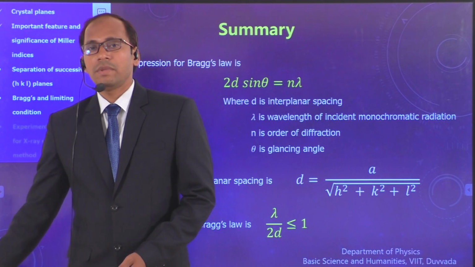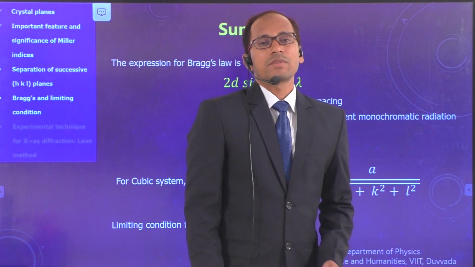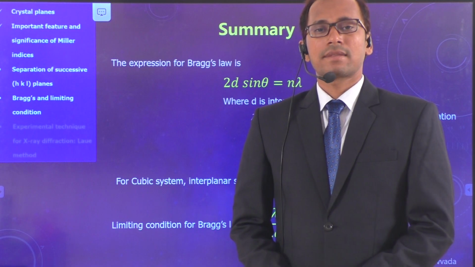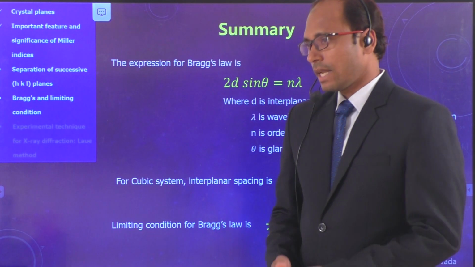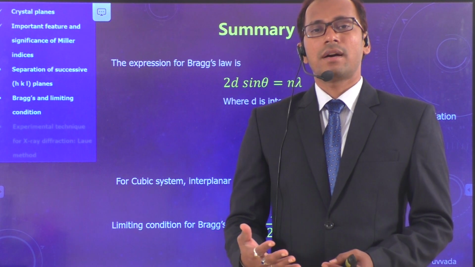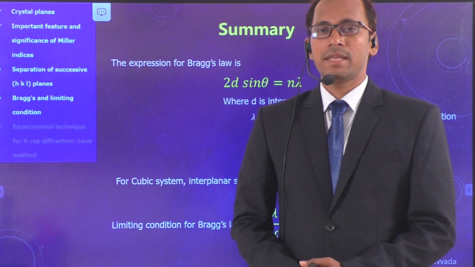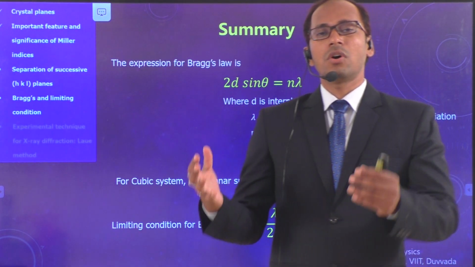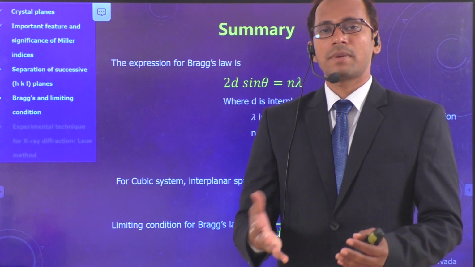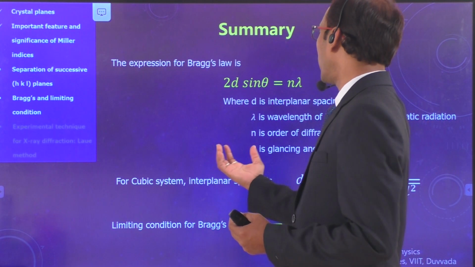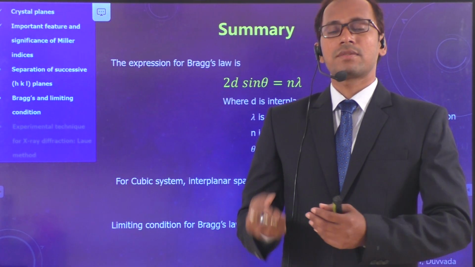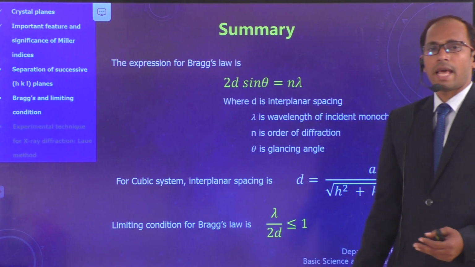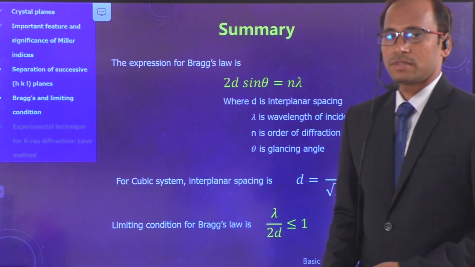Okay, so in this lecture we described the Bragg condition, that means Bragg's law. Bragg's law is a diffraction law. Whenever diffraction takes place, there is always the condition 2d sin theta is equal to n lambda. But what is the purpose of Bragg's law? If we know Bragg's law, we can identify the interplanar spacing and other things. We have also seen the limiting condition of Bragg's law, lambda by 2d is less than or equal to 1.